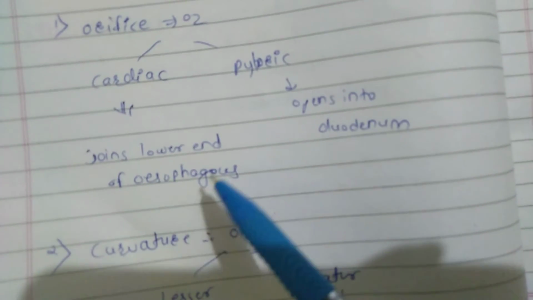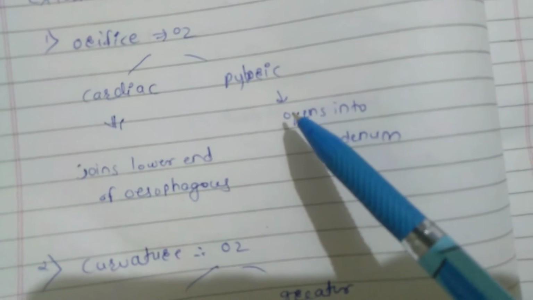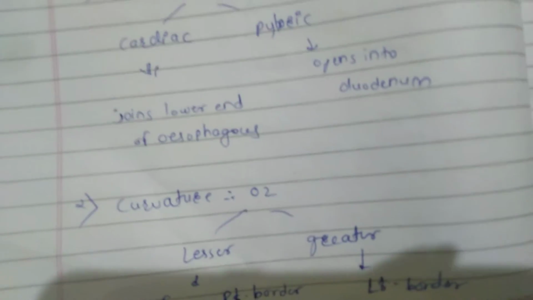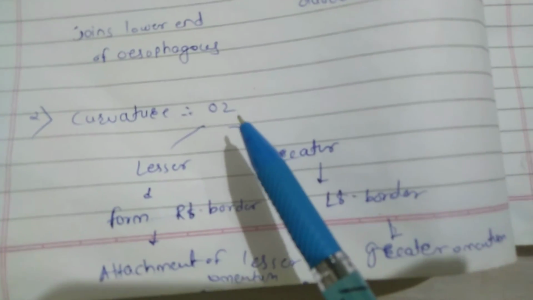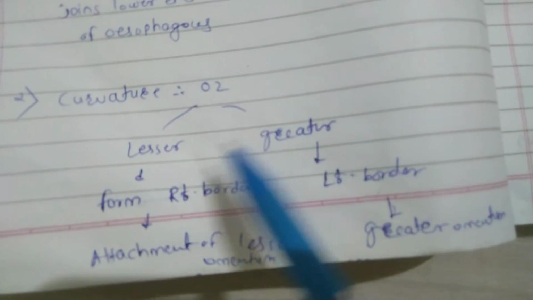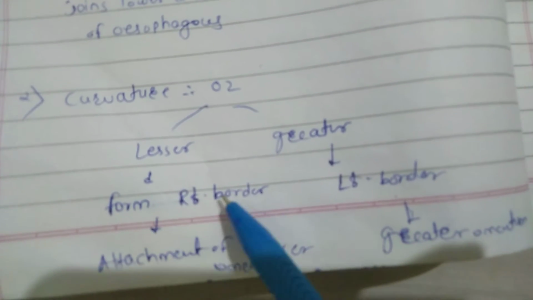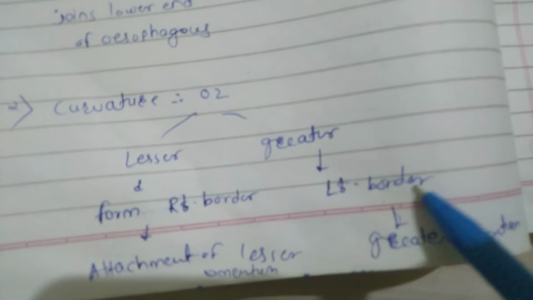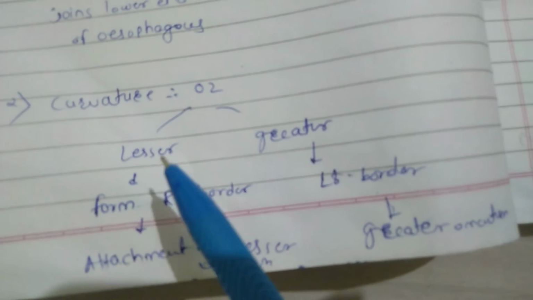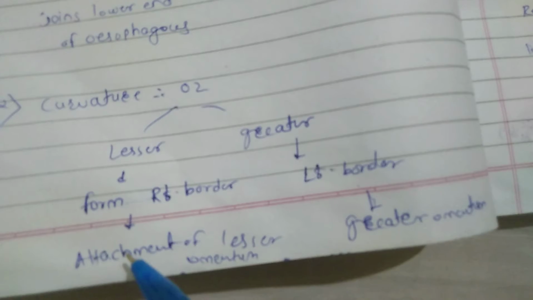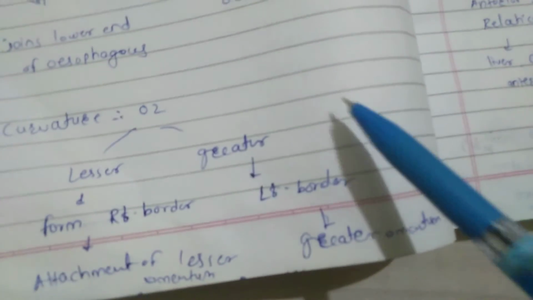The cardiac orifice joins the lower end of the esophagus and the pyloric orifice opens into the duodenum. Now the curvatures: it contains two curvatures, lesser and greater. The lesser curvature forms the right border and the greater curvature forms the left border. The lesser curvature gives attachment to the lesser omentum and the greater curvature gives attachment to the greater omentum.